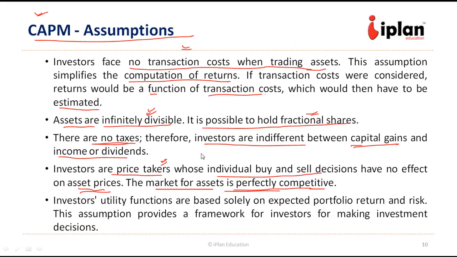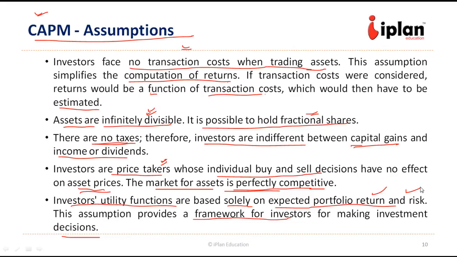The next assumption is that the utility functions of the investors are purely based on expected portfolio return and risk. There are no further considerations in the utility function. So this provides a framework for investors for making investment decisions. So they are making rational decisions based on the return and the risk of the portfolio. There are no further considerations which are specific to investors.